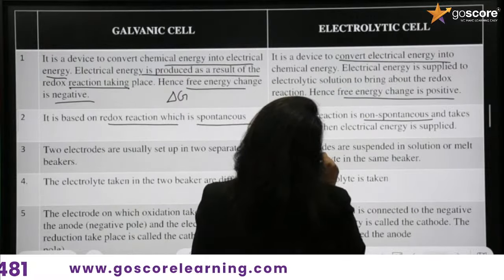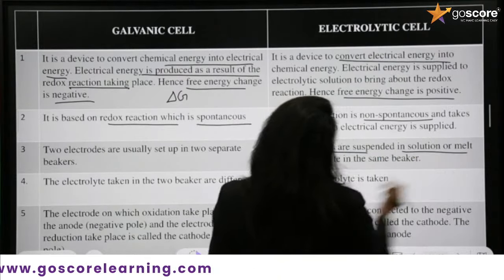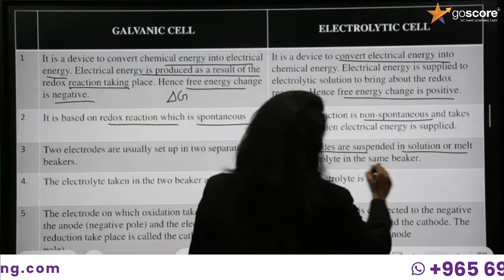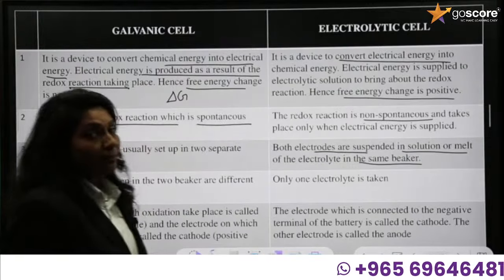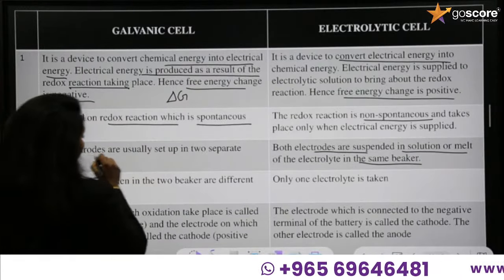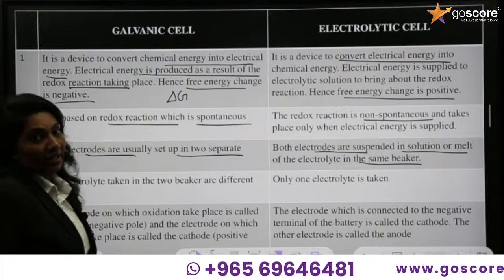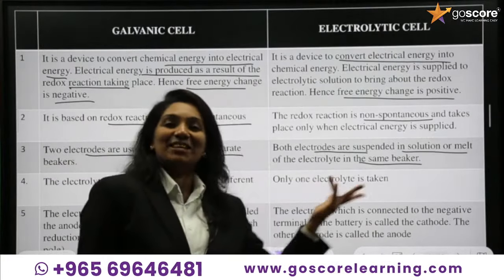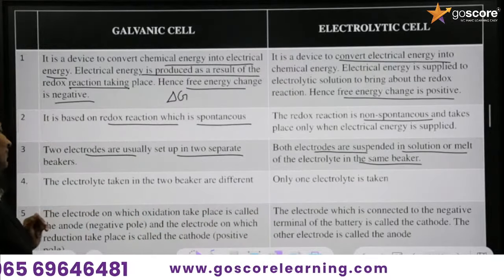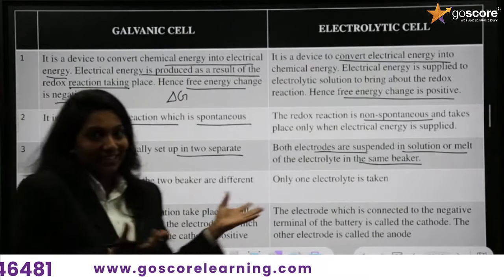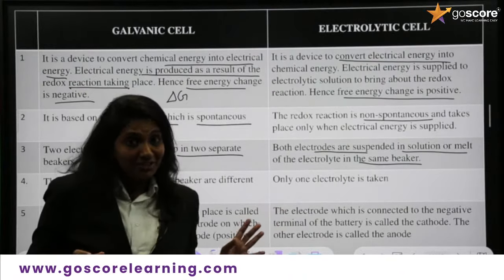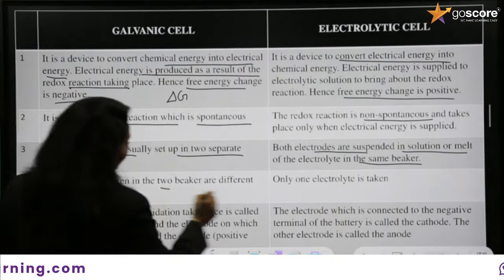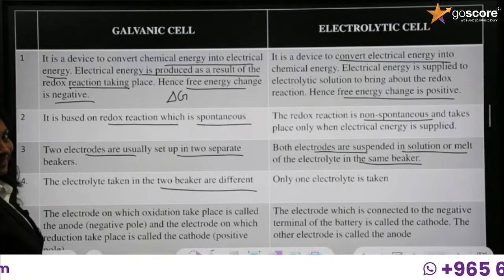For an electrolytic cell, both electrodes are suspended in a solution of an electrolyte in a single beaker, the same beaker itself. But in the galvanic cell, we usually keep the two electrodes in separate beakers. The anode and the cathode are kept in separate beakers, and in each beaker we take a different electrolyte. In a galvanic cell, we are taking two different electrolytes.